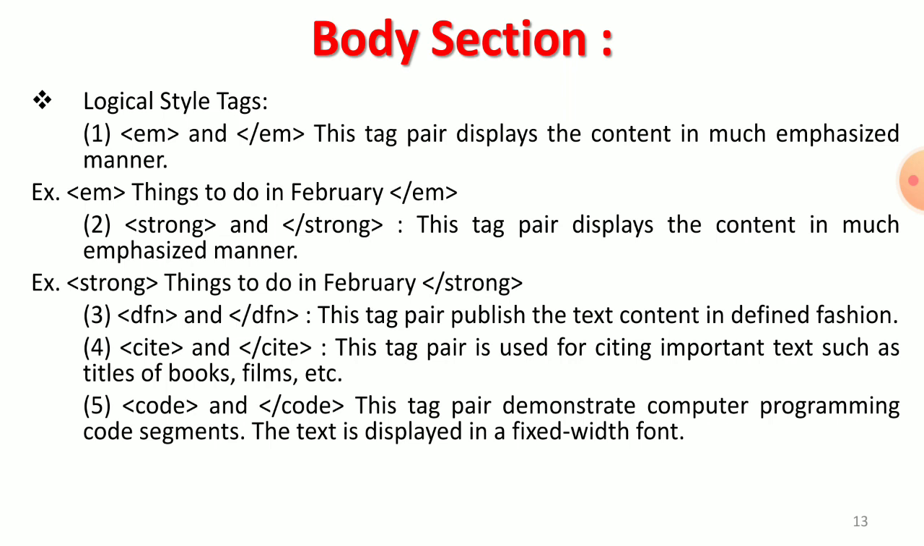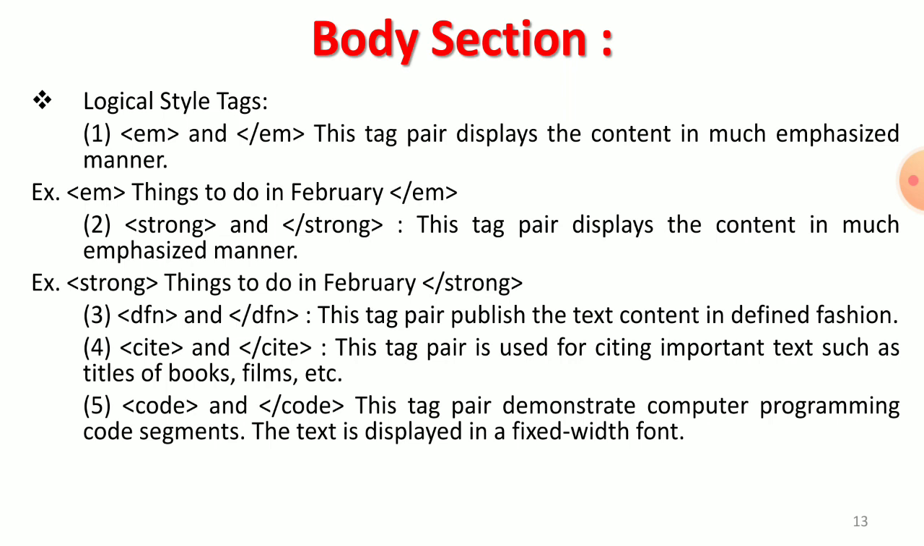Second is strong and slash strong. This tag pair displays the content in a much more emphasized manner. This example: strong, Things to do in February, slash strong. Next is DFN, which means definition. This tag pair displays the text content in a defined fashion. Fourth, cite and slash cite. This tag pair is used for citing important things such as the title of books, films, etc.